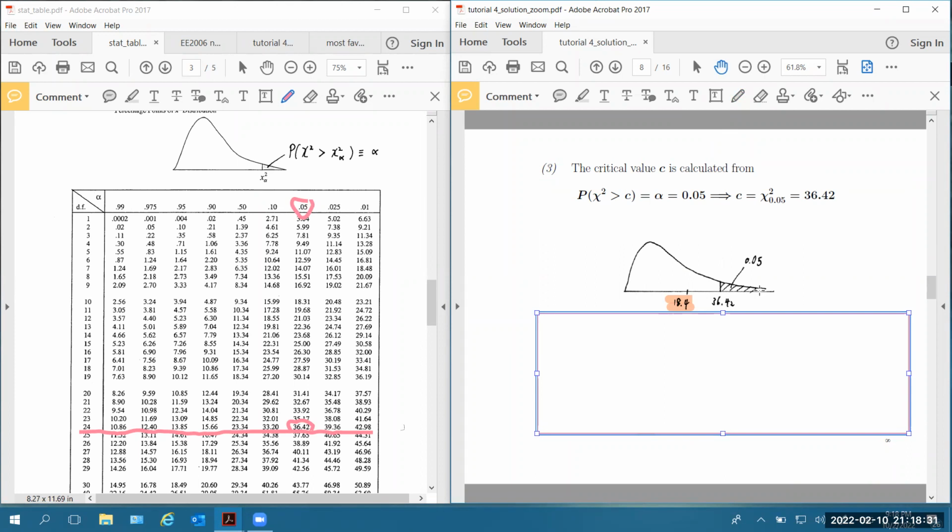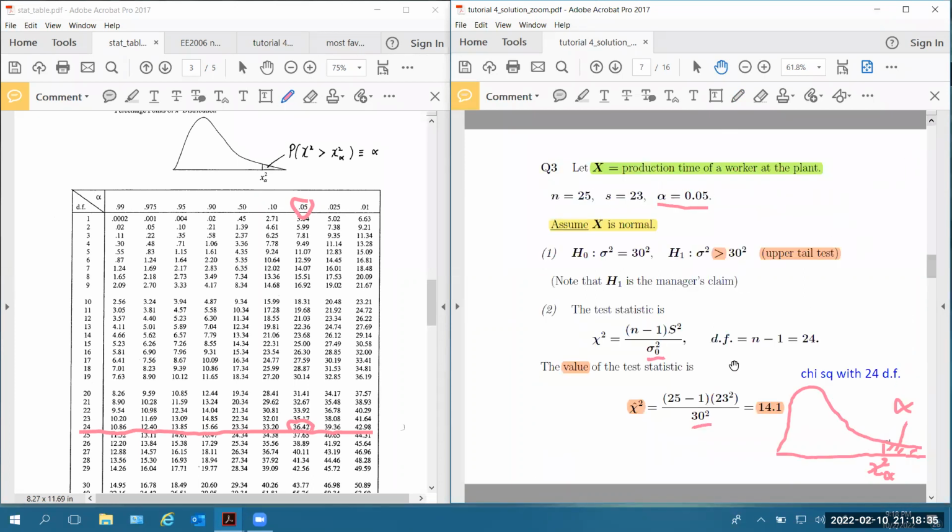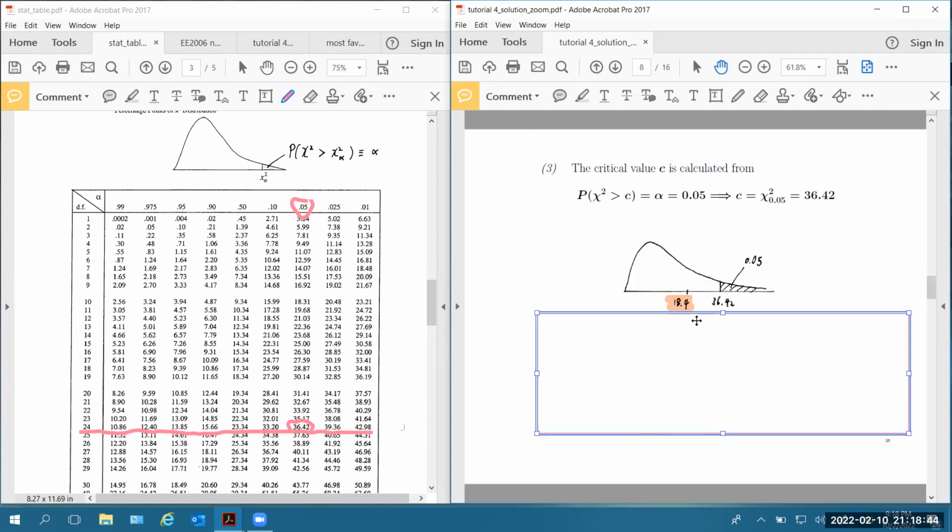So these are the rejection region. And this number 18.4 is actually our value just now. Actually the value is 14.1. Why did I put 18.4? Because it is a typo. This one should actually be 14.1. Is it all right now? Anyway, this 14.1 is here.